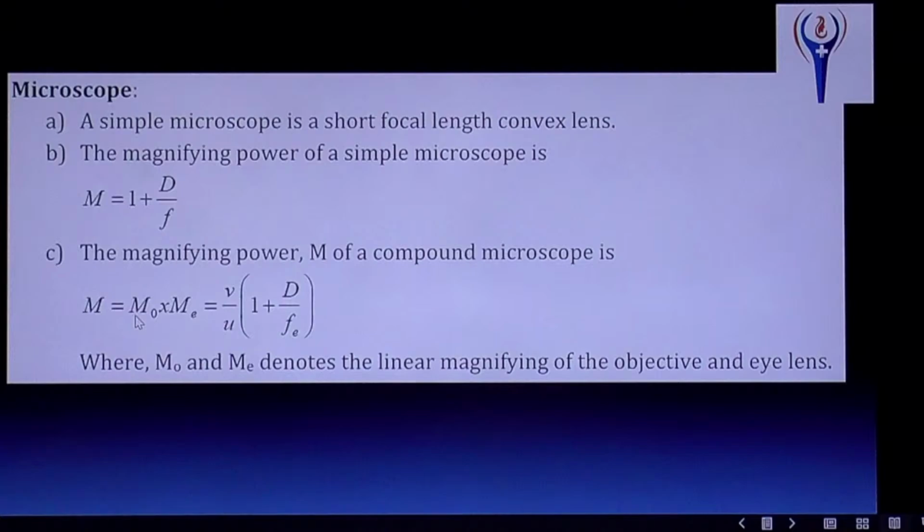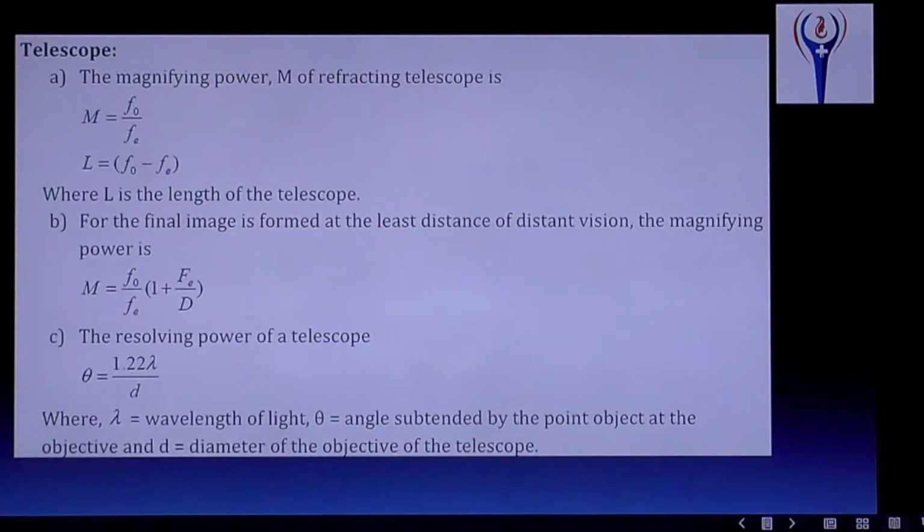Telescope. What is the difference between microscope and telescope? With a telescope we can see long distance objects. Distant object, good. And microscope? Near distance object. What is the meaning of near distant?